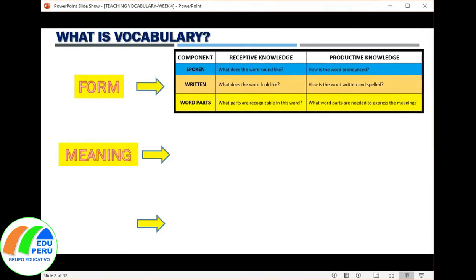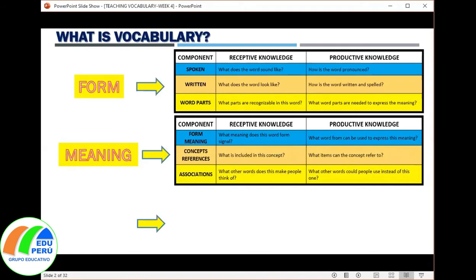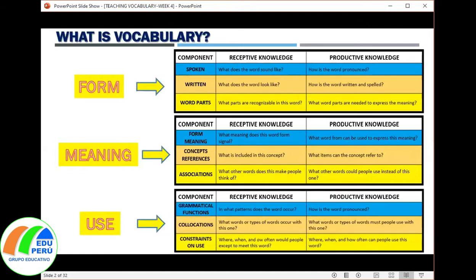the meaning. Again, you have here components, the meaning, the form, the concept of reference, associations, and also the use: grammatical functions, collocations, or constraints on use. So here you have these different components related to words. Remember that vocabulary is the words that we manage to produce the language.